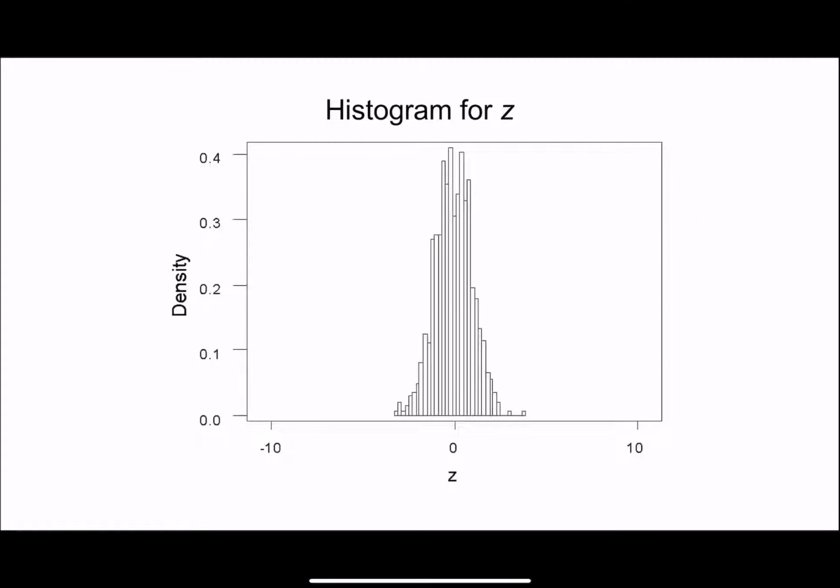So here's our histogram for z. Notice how the standard deviation clearly is not very much because our data is not spread out very much. It's a nice, beautiful bell curve. It's normally distributed. It looks nice and pretty. Let's now look at our t distribution.